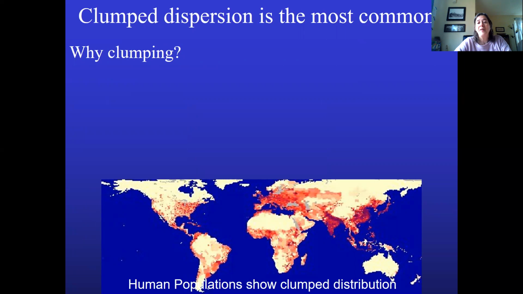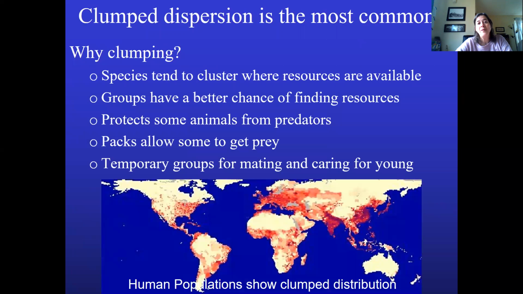This is pretty obvious from this map here. Why is clumping often an advantage with populations? One reason is that species will tend to clump where there are resources available, in particular water. Groups will have a better chance of finding resources than individuals alone. Groups will protect some animals from predators, and for predator animals, it's easier to get prey if they work together. And groups will also help with mating and caring for young.